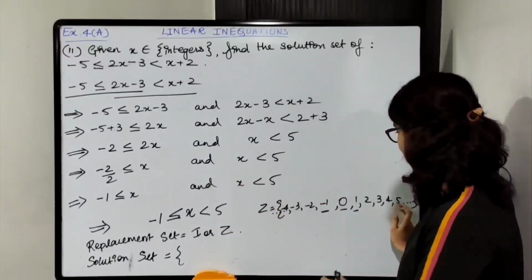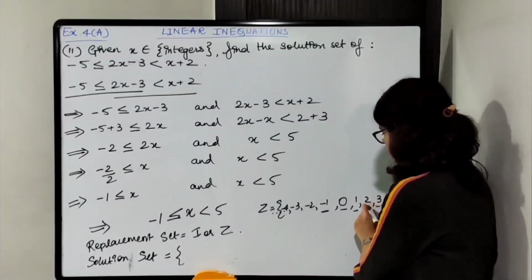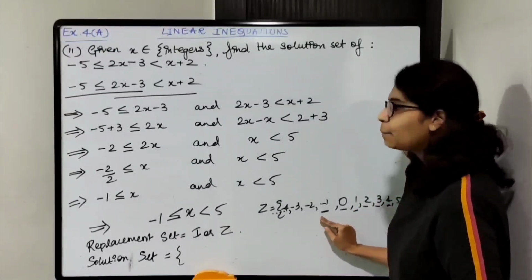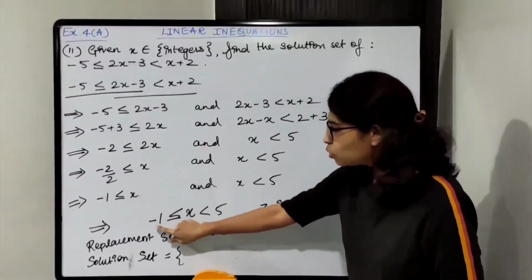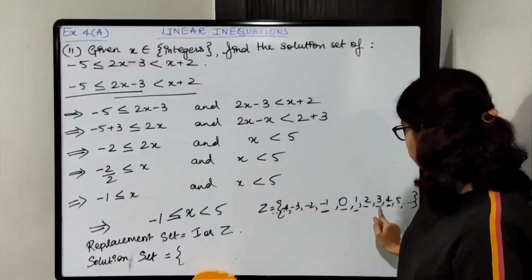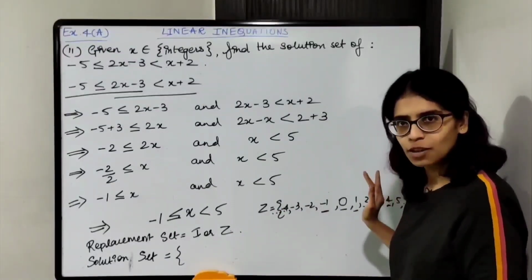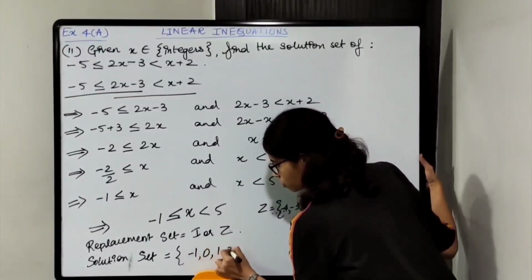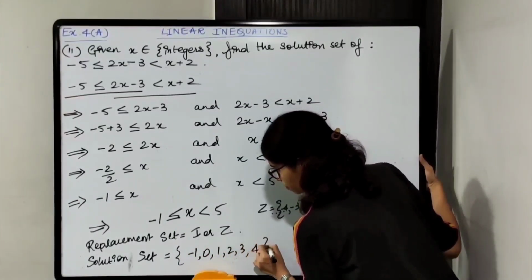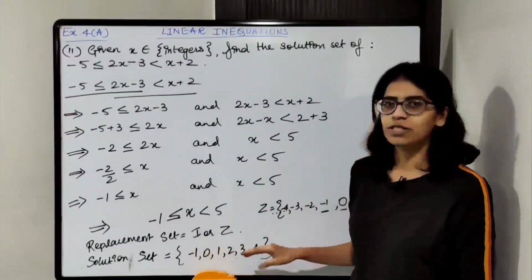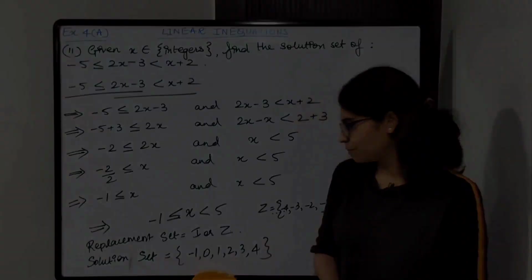So 5 से कम वाला value is 4. So all the values below 5: 4, 3, 2, 1, 0 and -1. Because it is equal to -1 also. Okay. So it will be -1, 0, 1, 2, 3, 4. Alright. So this is the solution set for x.